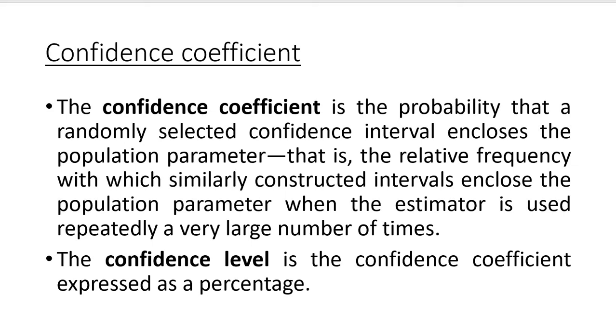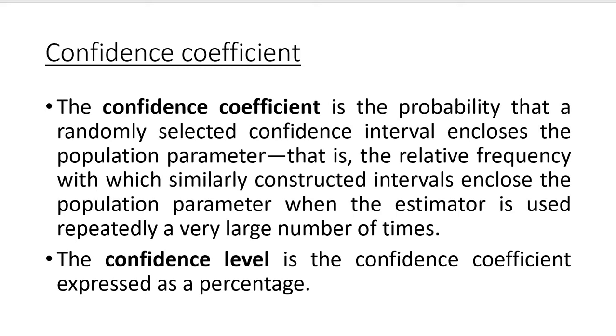interval means. So the confidence coefficient is the probability that a randomly selected confidence interval contains the population parameter or population mean. So the relative frequency with which similarly constructed intervals enclose the population parameter when the estimator is used repeatedly a very large number of times. And confidence level stands for confidence coefficient expressed as percentage.